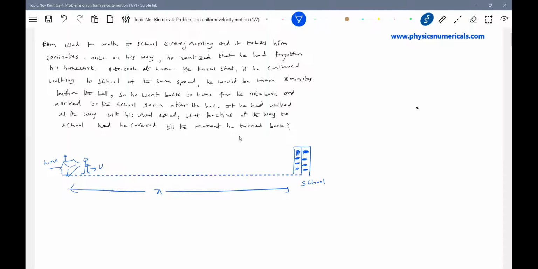Usually it takes 20 minutes for him to cover that distance. So what can we write? The speed u is equal to the distance covered from his home on his way, x, divided by 20 minutes. So 20 minutes you can write as x by u. Let this be equation 1. Then what actually happens? He will walk some distance, say s. There he realizes that he has forgotten the notebook.